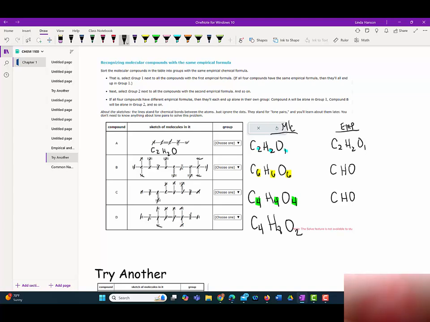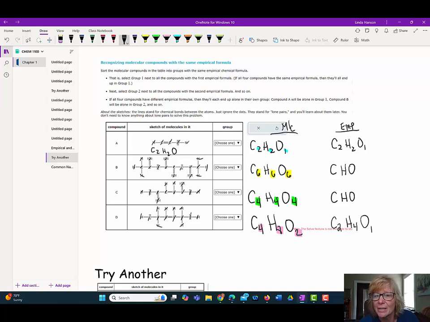One more to examine, and that is compound D, with the ratio 4, 8, 2. So this one can be reduced by dividing through your subscripts all by 2: 4 divided by 2, 8 divided by 2, and 2 divided by 2. I get C2H4O. After we've reduced them, we're just trying to find patterns. Do you notice any that reduce to the same empirical formula and group them together?